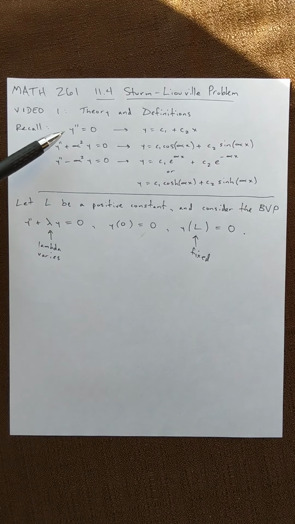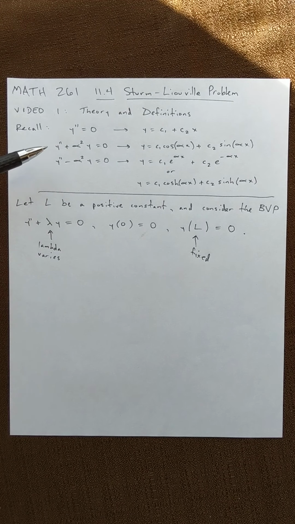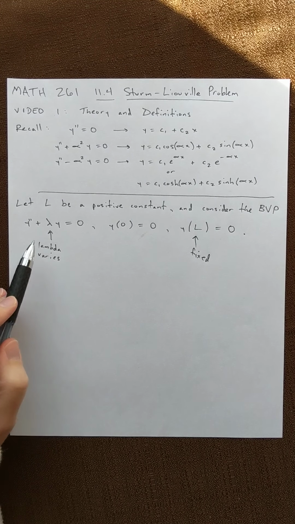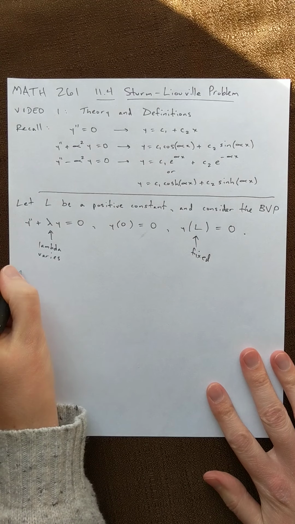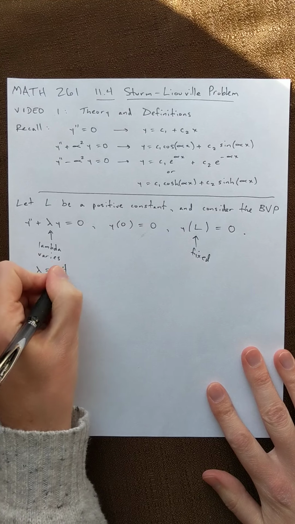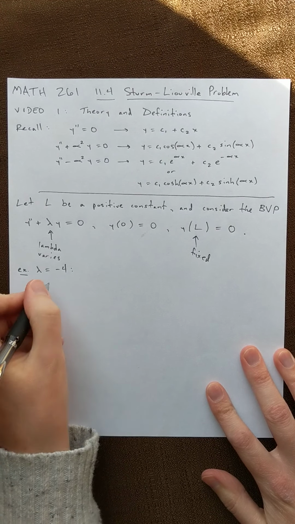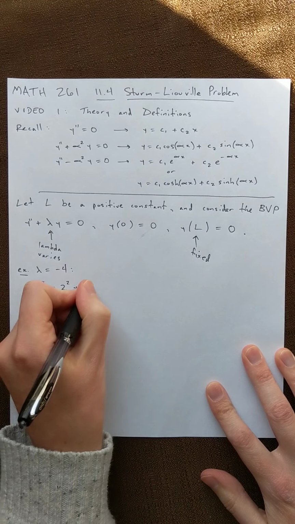So as you can see with the review up at the top, if lambda was equal to 0, we would expect to have an answer that looks like this. If lambda was positive, we would expect to have an answer that looks like this, and so on. So depending on the lambda, our answers are going to look very different. So let's look at a couple of examples. Let's look at lambda equals -4. Okay, so this is actually going to be y double prime minus 2 squared y equals 0.